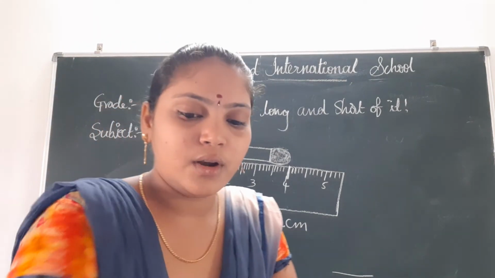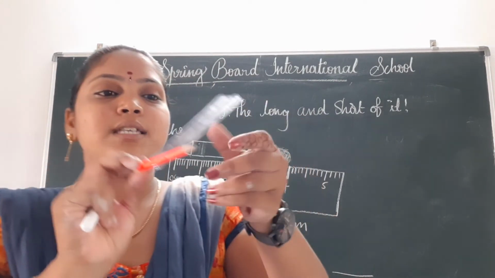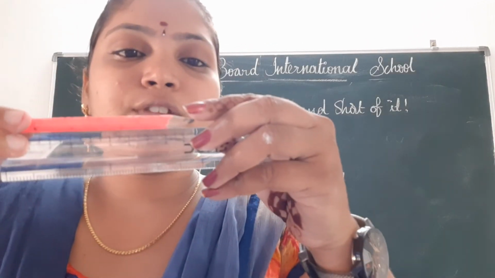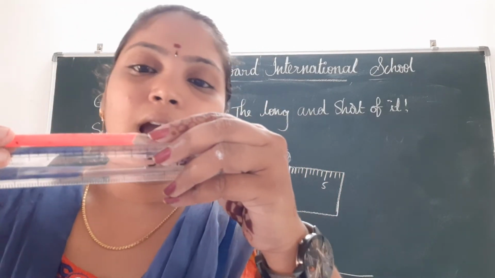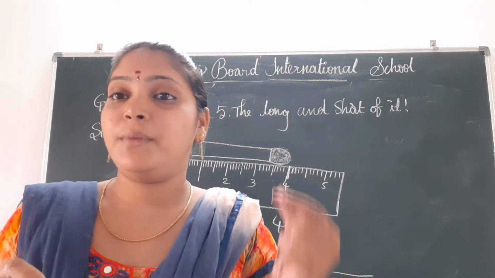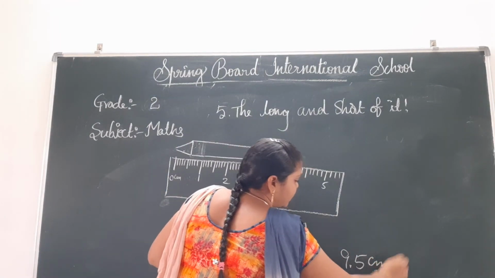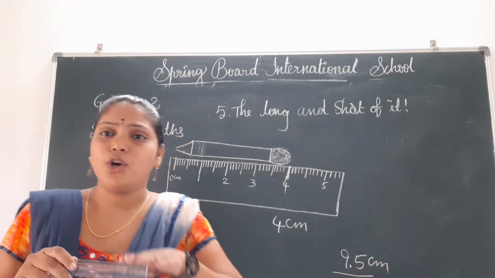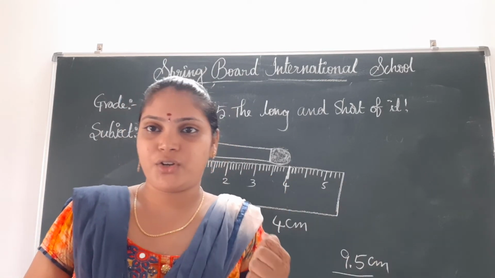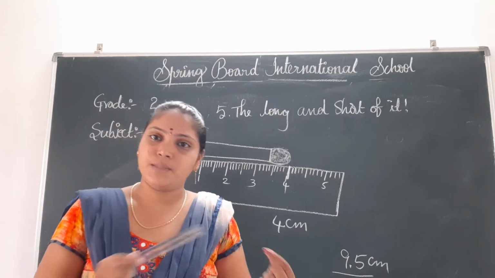For example, I measured this pencil. This is very short, no? So here I am measuring this pencil. The length of this pencil is 9, and 5 points after it are reached, so you have to write 9.5 centimeters. For example, 8 and 3 points reached means you have to write 8.3. And 6 and 4 means you have to write 6.4.